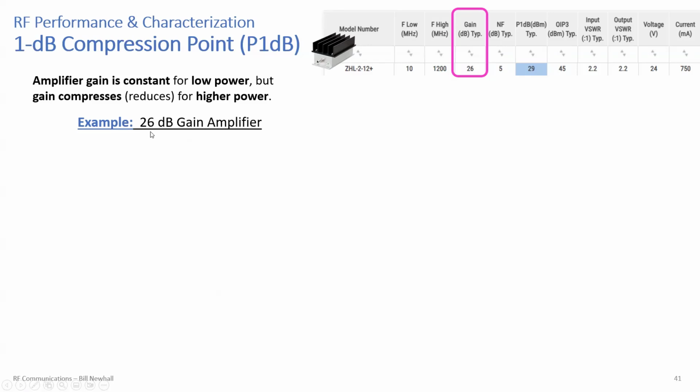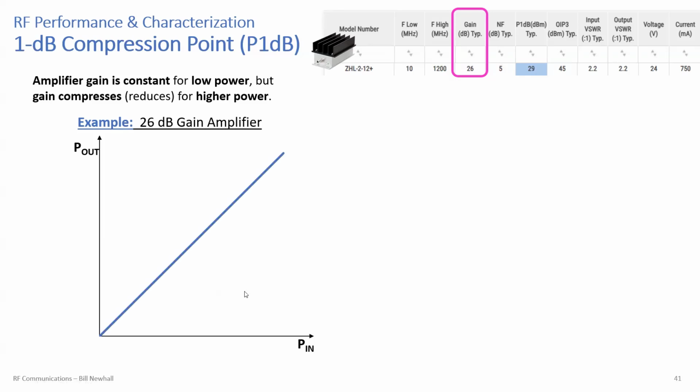So let's take an example here. Let's look at an example of a 26 dB gain amplifier. Here's the line out of the data sheet that describes the RF parameters. Here's 26 dB. And let's plot output power versus input power for this amplifier.